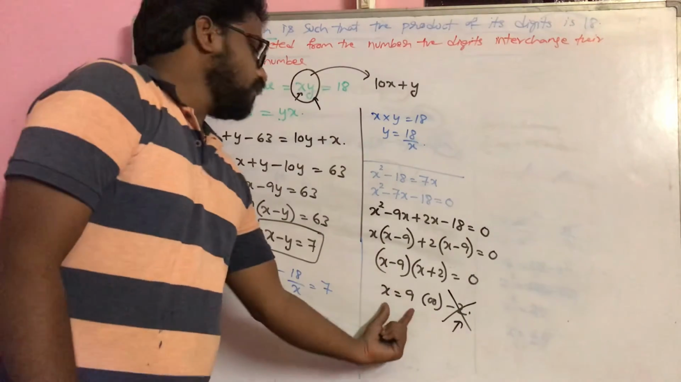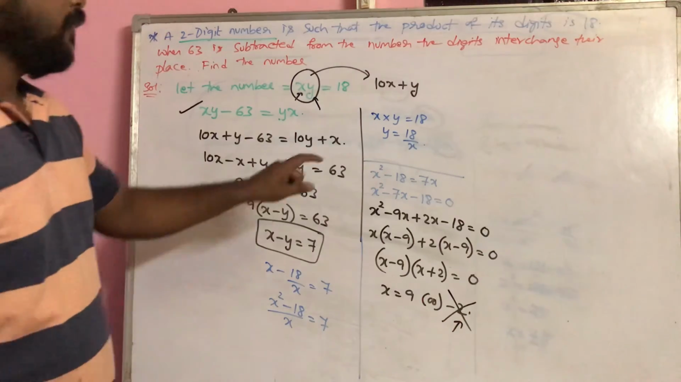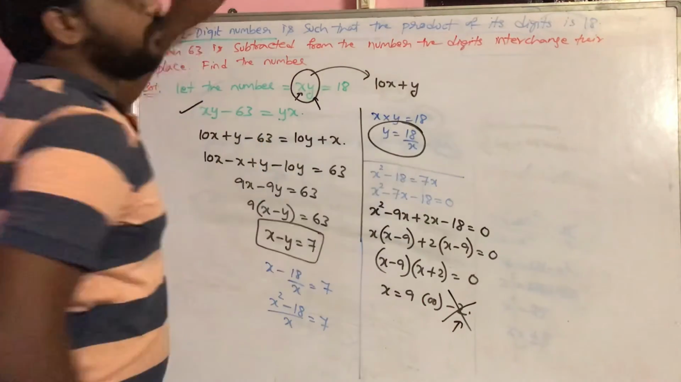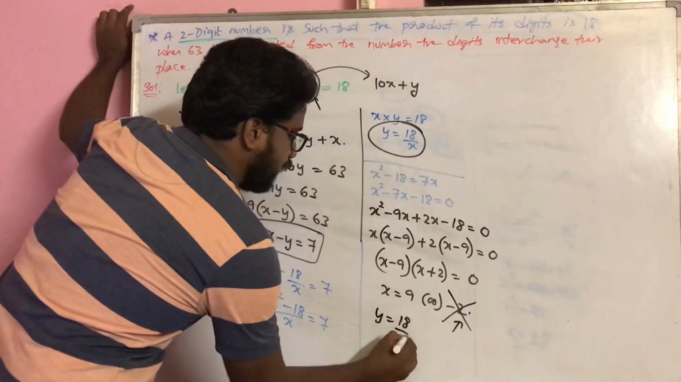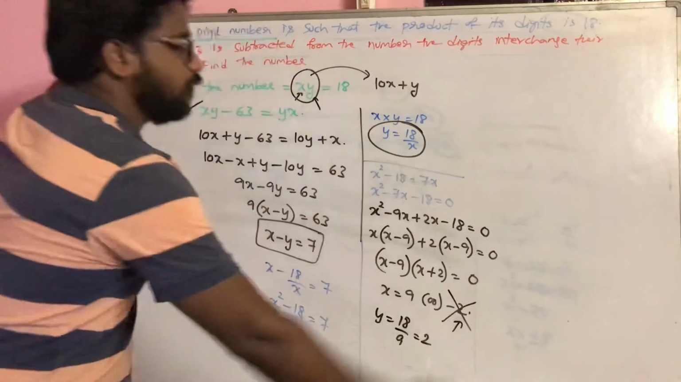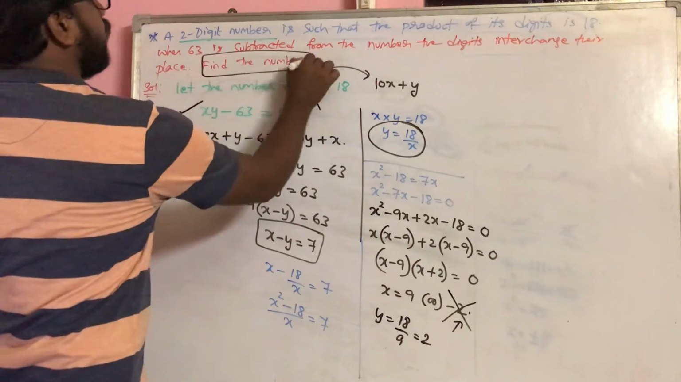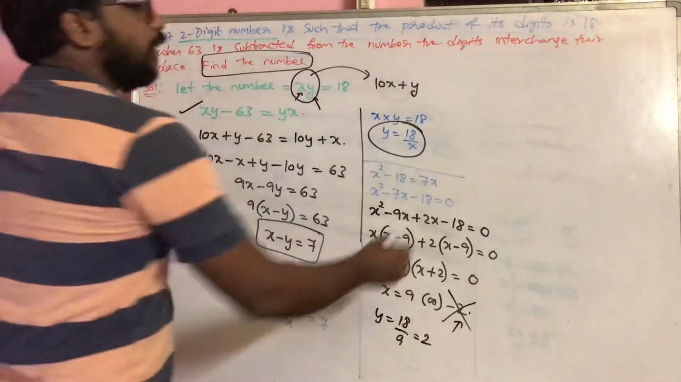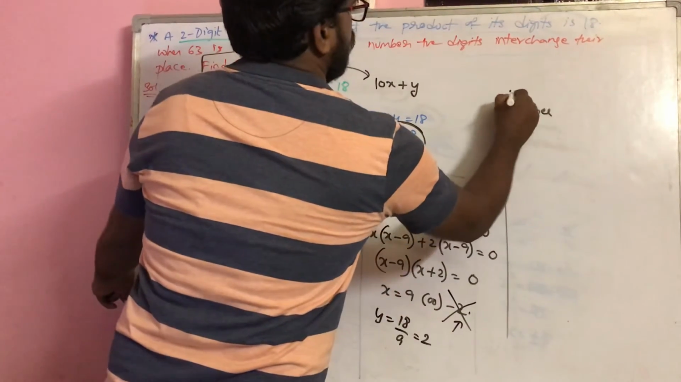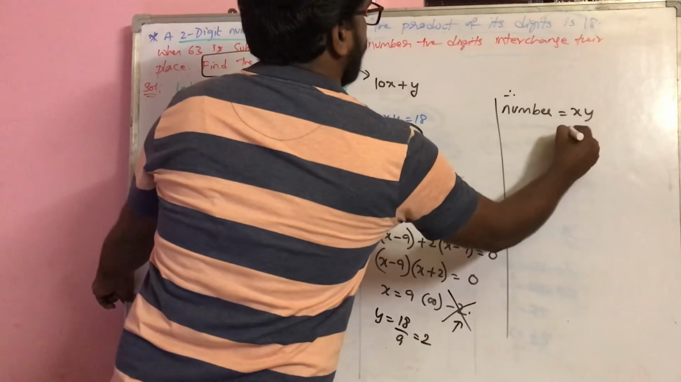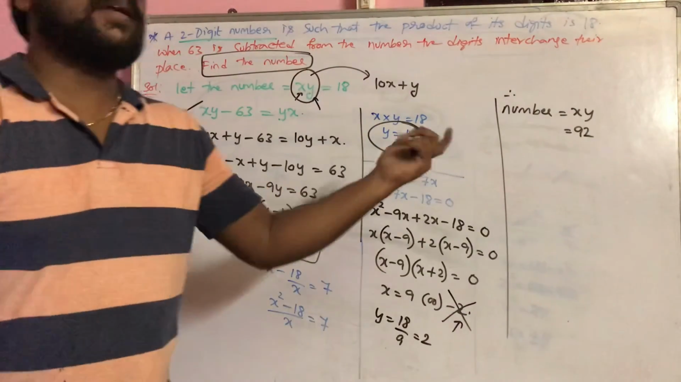Now x is equal to 9. What is the value of y? We have a relation here, y is equal to 18 by x. Substitute that, y is equal to 18 by 9, that is equal to 2. But see, the question is, find the number. The number that we had taken here is xy. So therefore, the number is equal to xy. That means x is 9, y is 2. So the number is 92.